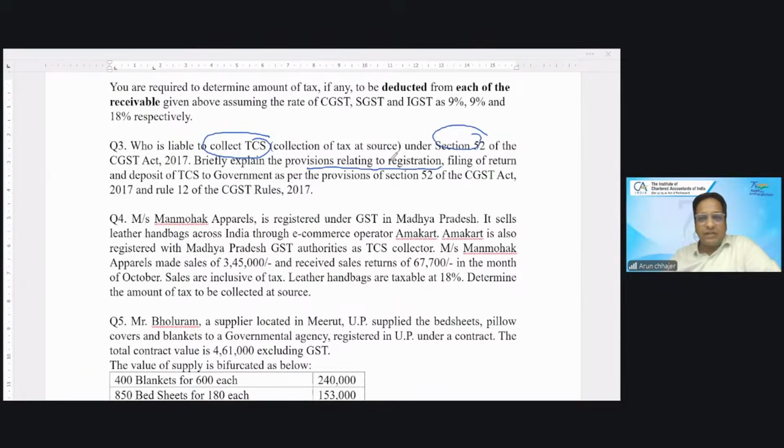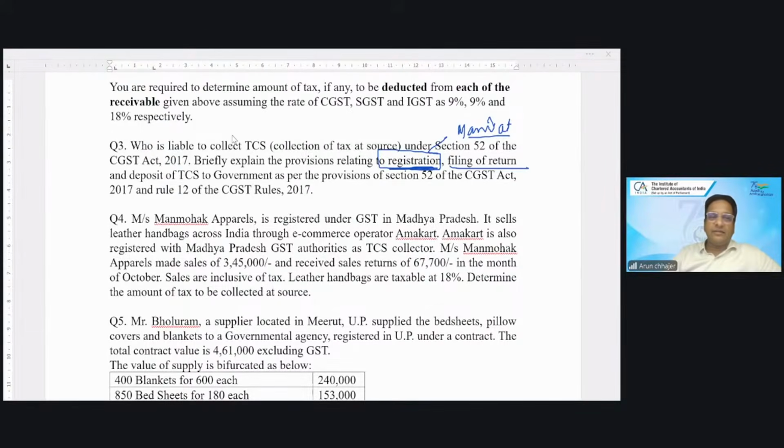Explain the provision relating to the registration. तो registration क्या इनको, if the turnover exceeds threshold limit then only they need to take registration. What is the requirement of registration? Is it mandatory or is it if the value is more than this. It is mandatory registration. Section 24. Correct. Filing of return.